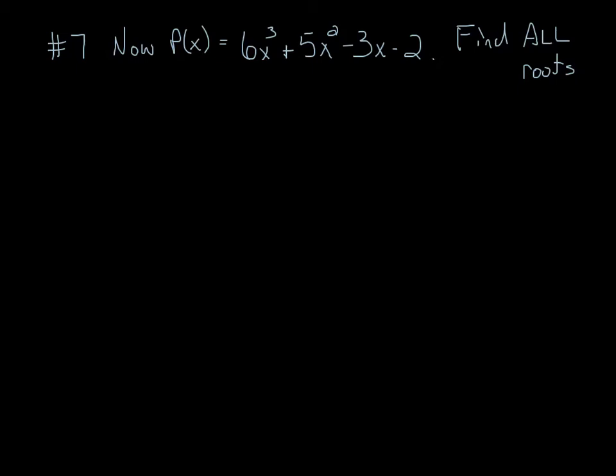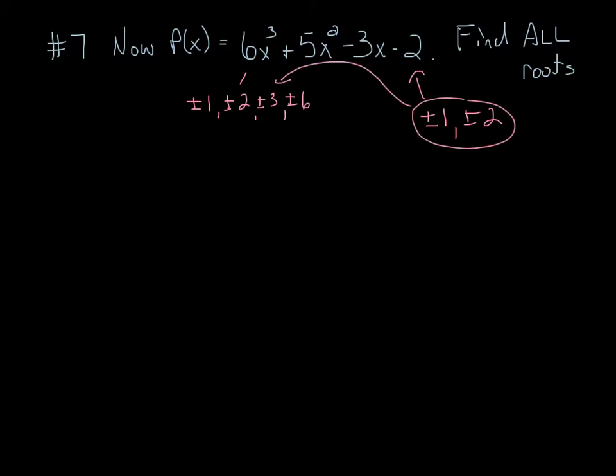So there's a couple clues that you can use. You can look at the factors of the constant. The factors of the constant are plus or minus 1 and plus or minus 2. And you can divide those by the factors of the leading coefficient, plus or minus 1, plus or minus 2, plus or minus 3, and plus or minus 6. Those are the possible rational roots. If you take all these divided by all these, it's going to give you lots of different possibilities.